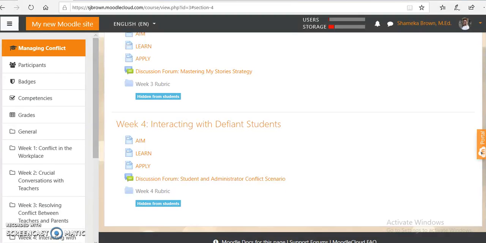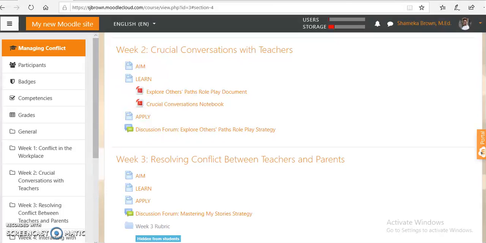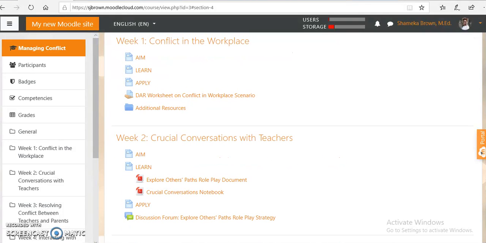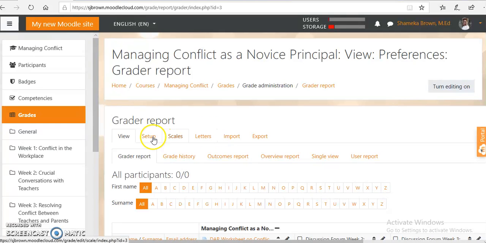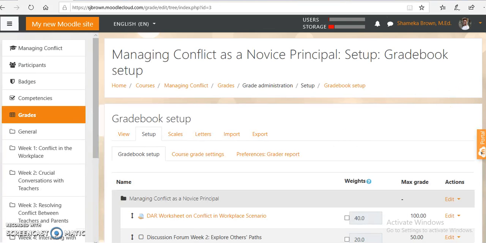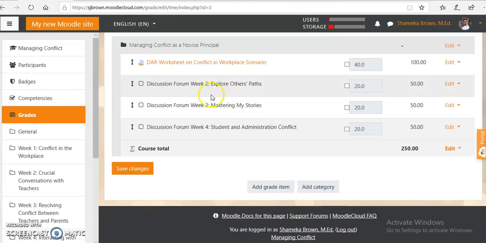You will see that I have a couple rubrics hidden. Because this is a heavy discussion forum, I wanted to not have so many tasks for the principals to turn in, because they are very busy. So my grading format is very simple, where there is one worksheet they will turn in, and then the rest will be posted through discussion forum, and if they complete their parts of the discussion forum, then they will receive their points.